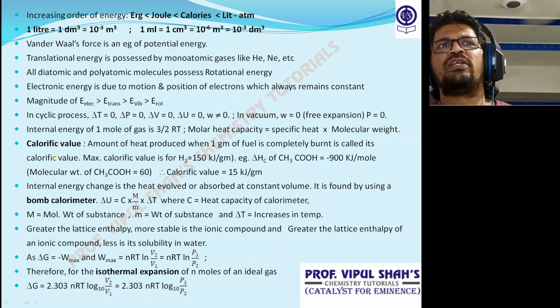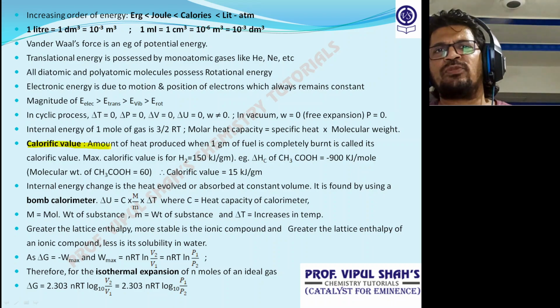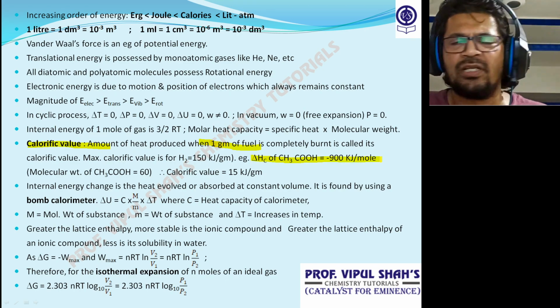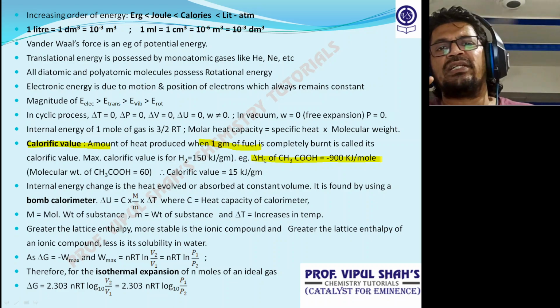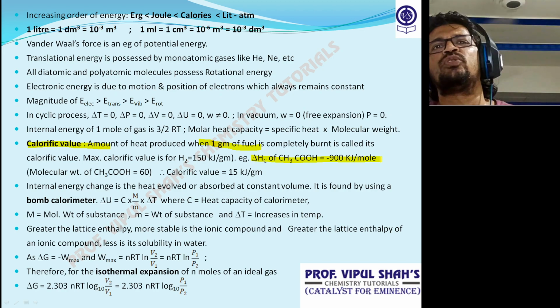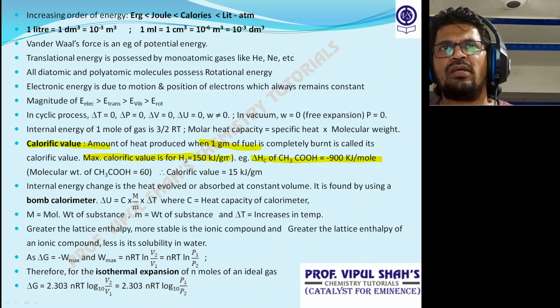Then we have the calorific value. What is calorific value? The heat exchange with respect to 1 gram of a substance. For example, when 1 gram of a fuel is burnt, say enthalpy of combustion of acetic acid is minus 900 kilojoules per mole, so exothermic. Now acetic acid, molar mass is 60, so 900 divided by 60, that's 15 kilojoules per gram, its calorific value. The maximum calorific value is for hydrogen, that's 150 kilojoules per gram.